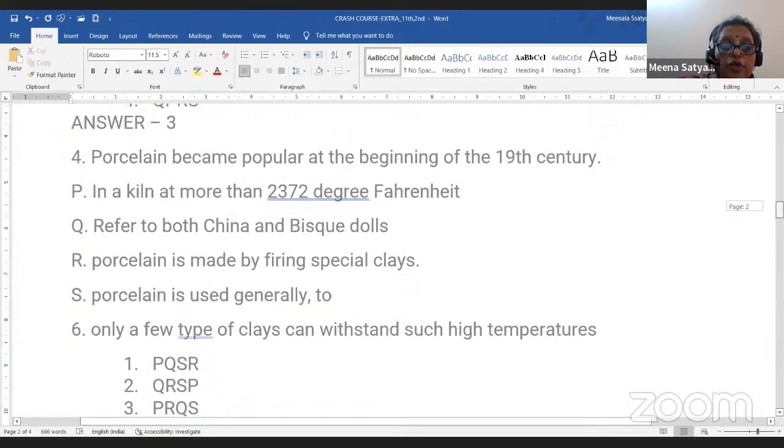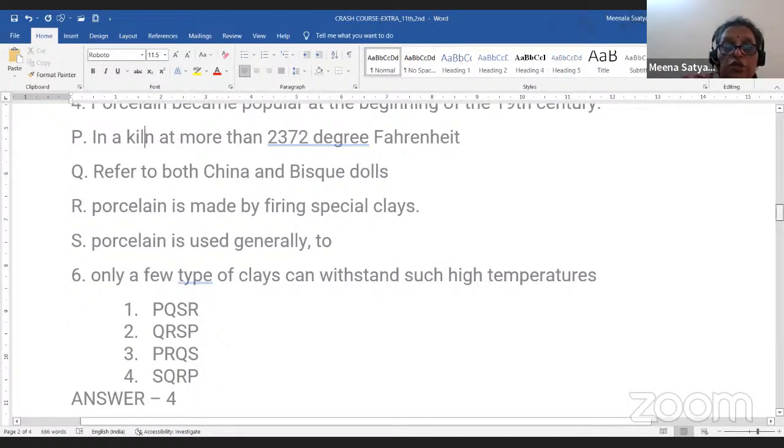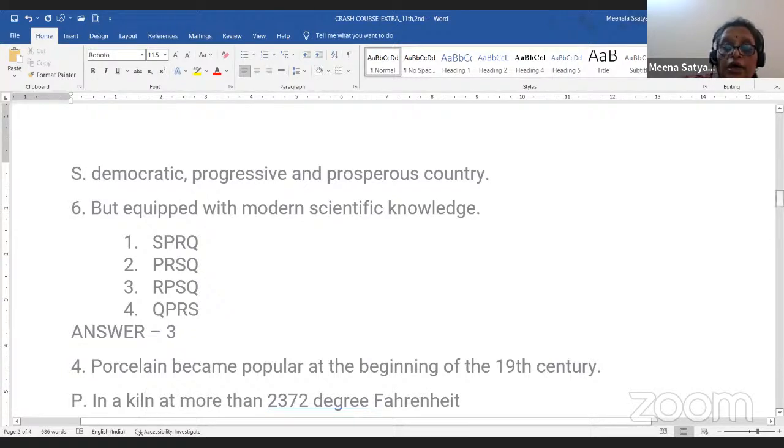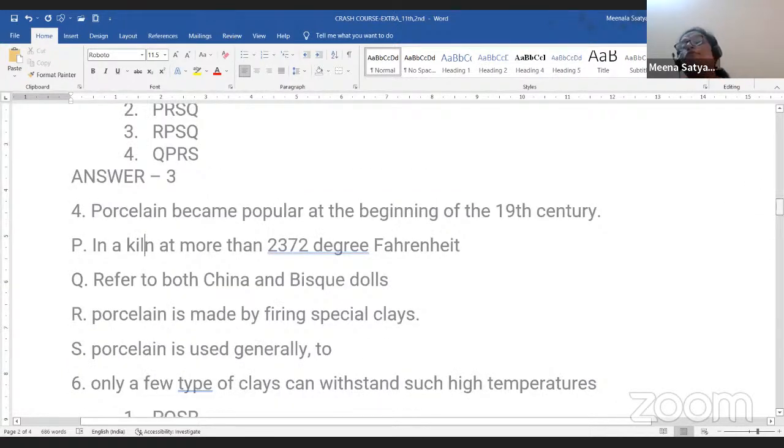Now, what happens is, porcelain is used generally to refer to both China and bisque dolls. And then it is made by firing special clays in a kiln at more than 2372 degrees Fahrenheit. So we have eliminated P and Q, and only R and S are left. Now, when R and S are left, either R should be first or S should be first. Porcelain is made by firing special clays, it will go with this. So where will you add this then?